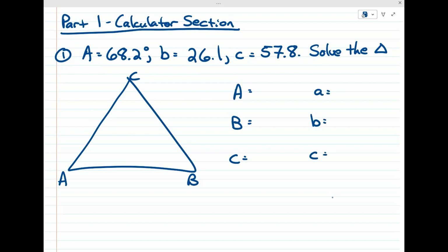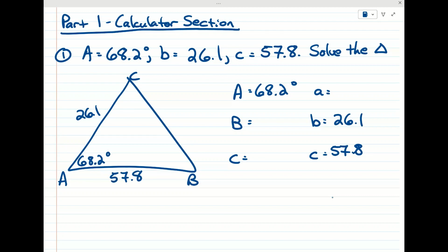We might be able to get away without using law of cosines, but if we can't do law of sines, then we have to do law of cosines. So if angle A is 68.2, I'm going to label that. Side B is 26.1. Side C is 57.8.